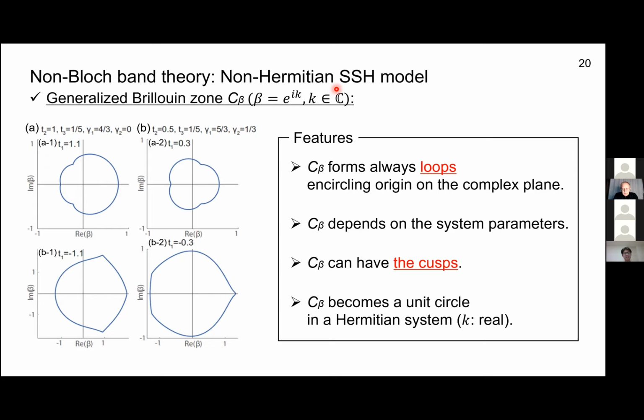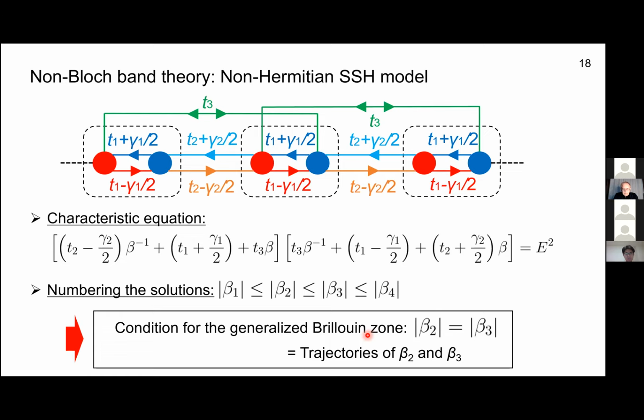Okay. So in fact, it is easy to get the condition of the cusp. The condition for the generalized Brillouin zone is given as this. And at the cusp, the absolute values of the three solutions of the characteristic equation are equal to each other. For example, the absolute value of beta 1 is equal to the absolute value of beta 2, which is equal to the absolute value of beta 3.